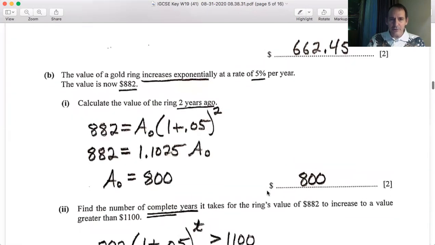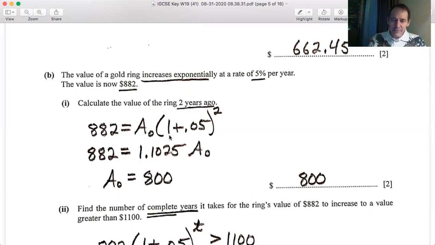The value of a gold ring increases exponentially. Again, the exponential formula is the same as compound interest, at a rate of 5% per year. The value is now $882. So this $882 is the final value, and we want to calculate the ring's original value, or its value 2 years ago.